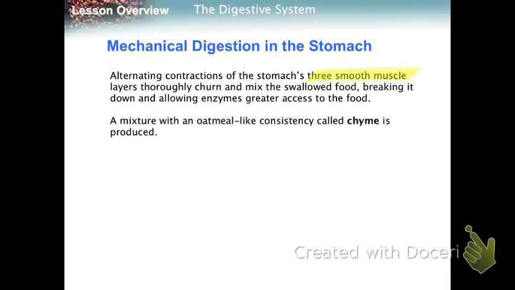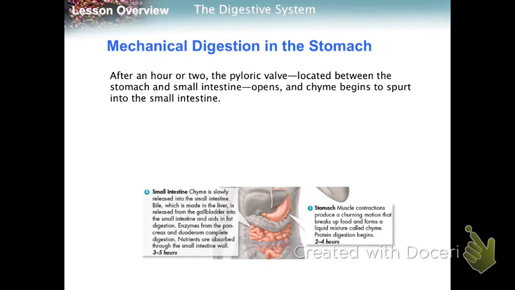The stomach has 3 smooth muscle layers that alternate contracting, and they churn and mix the swallowed food. The mixture that is produced is called chyme. Food is left in the stomach to digest for about an hour or 2, and then another valve, a pyloric valve located between the stomach and the small intestine, opens, and chyme goes into the small intestine.